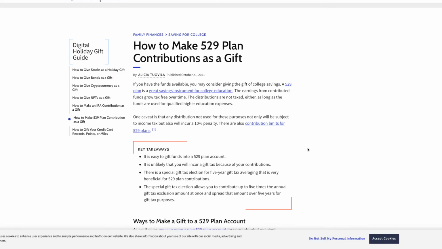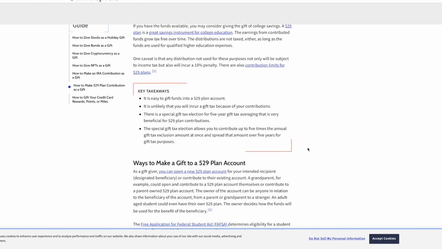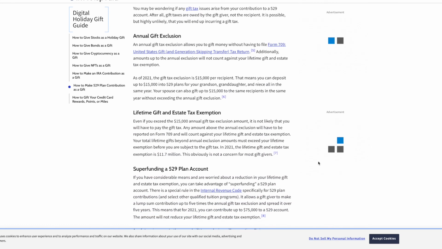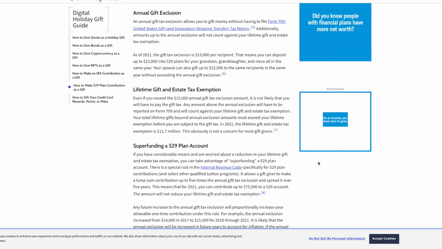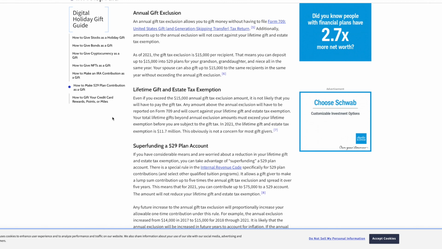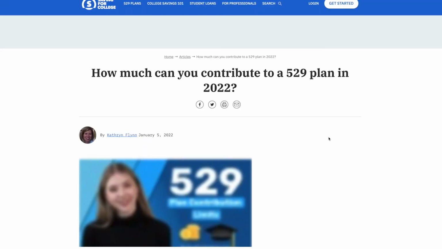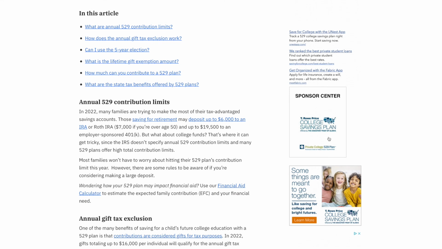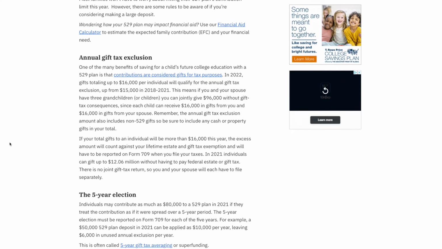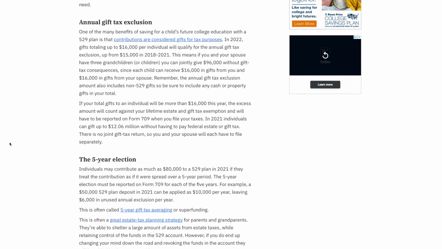Okay, let's go to some other websites to confirm this information. You can see here is Investopedia. You can see the lifetime gift exemption amount: the annual $15,000, then you have $11.7 million here, then you have super funding over 5 years. This is another website, Saving for College. You can find their information regarding annual gift exclusion, lifetime exemption, and the 5-year election. You can read about it yourself.